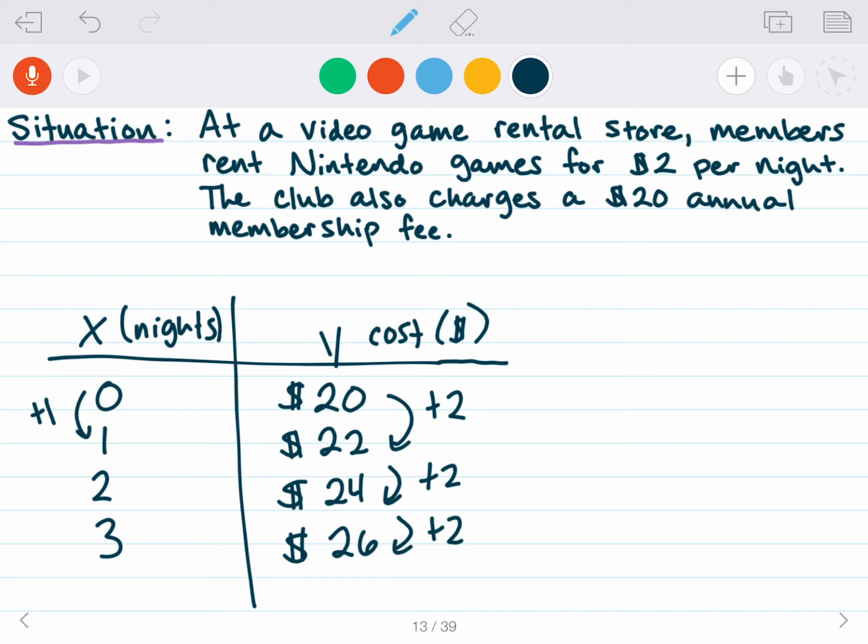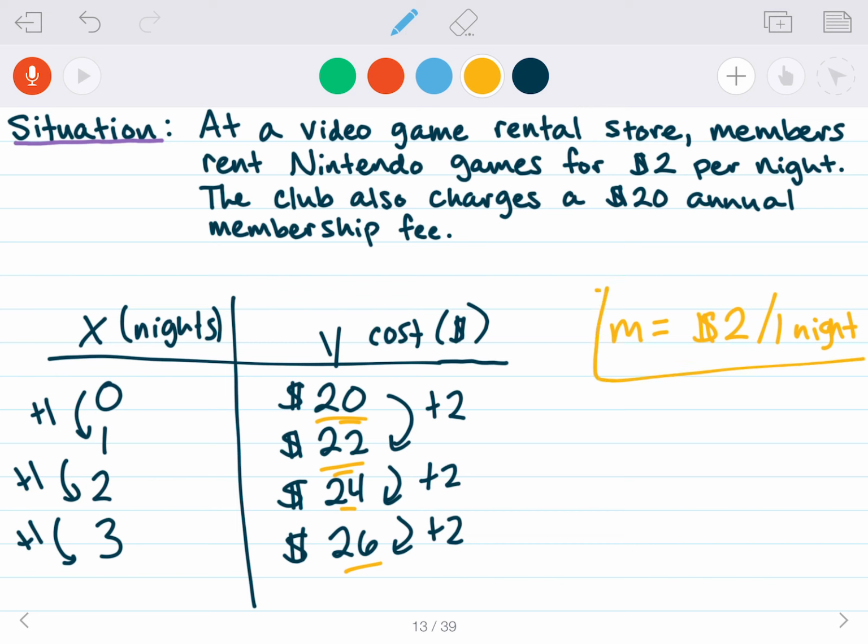So as I'm increasing by 1, as X is increasing by 1, Y is increasing by 2. So that tells me that my slope is going to be $2 per one night. That's how much I'm changing by, $2 per night. The cost is changing $2 per night. That's my slope. Notice that my units on top is my Y units, which is dollars. On bottom, my X units is nights. So this is my slope right here, you guys.